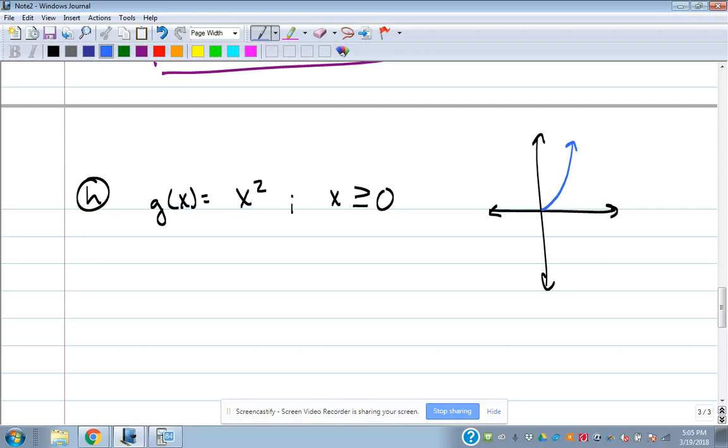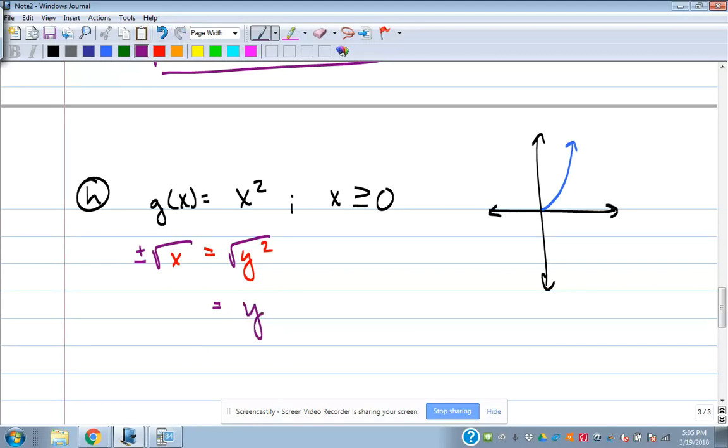So to find the inverse of that, what do inverses do? Yeah, swap your x and y. So x equals y squared. Now, how do I get y by itself? Take the square root. Square rooting is not a verb. So you take a square root.